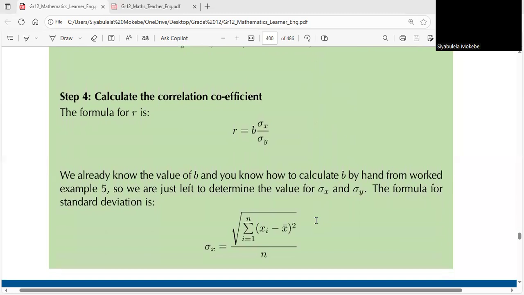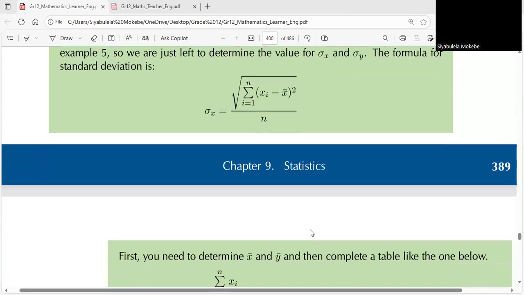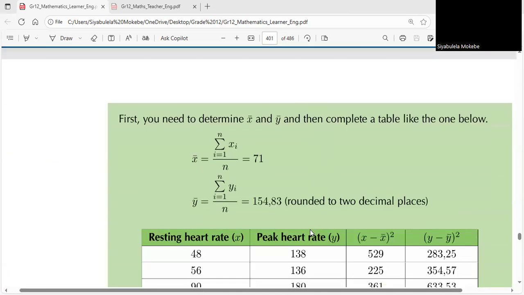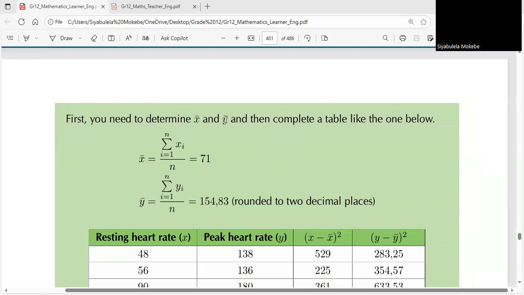So the formula for R is this formula, right? We already know the value of B, and you know how to calculate B by hand from worked example 5. So we are just left to determine the standard deviation of the X values and the standard deviation of the Y values. The formula for standard deviation is this. We also learned about this in our previous lesson. So first you need to determine the mean of the X values and the mean of the Y values. Then complete the table.